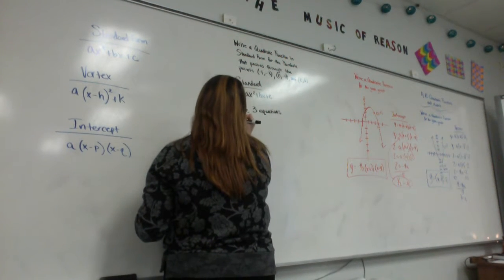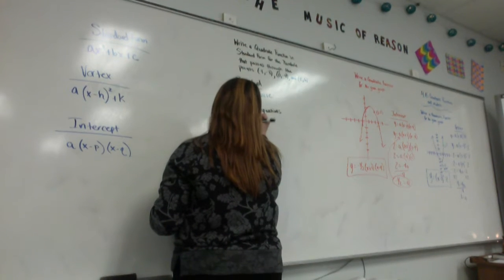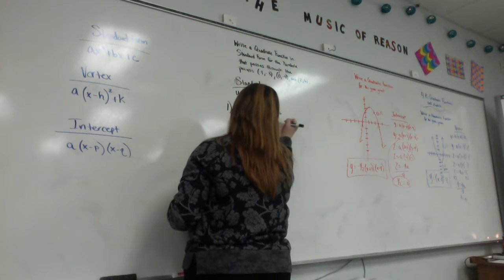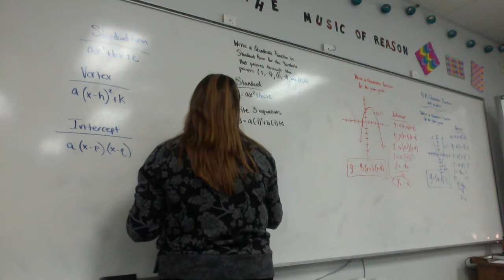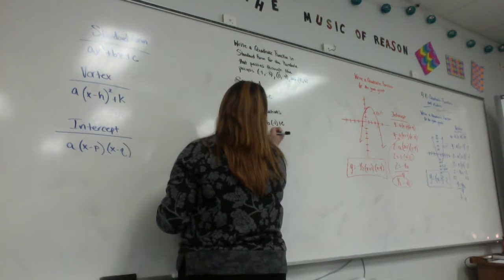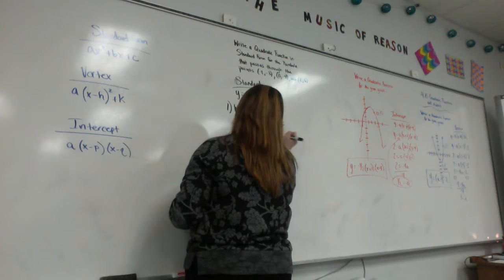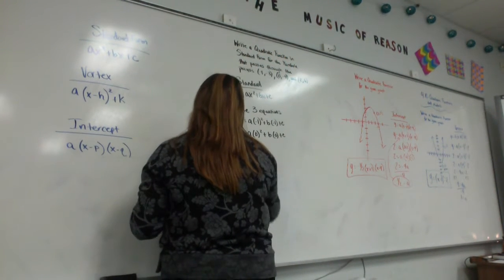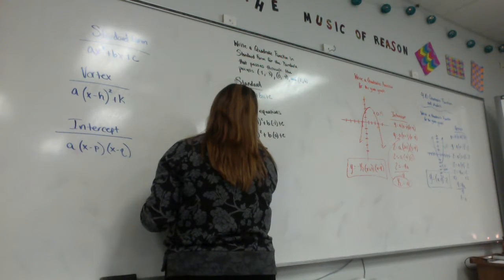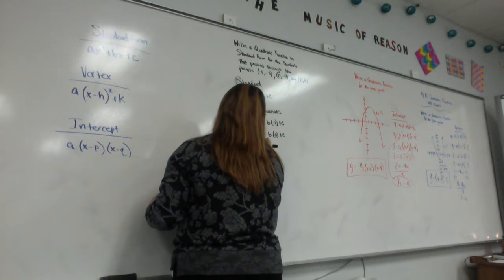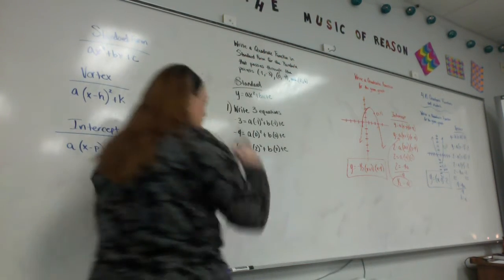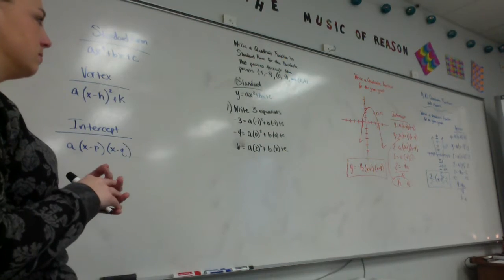I'm going to say -3 equals a times (-1) squared plus b times -1 plus c. Then I'm going to say -4 equals a times 0 squared plus b times 0 plus c. Then I'm going to say 6 equals a times 2 squared plus b times 2 plus c. I have 3 equations.